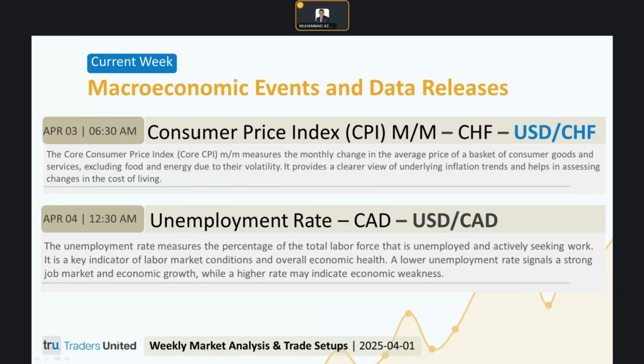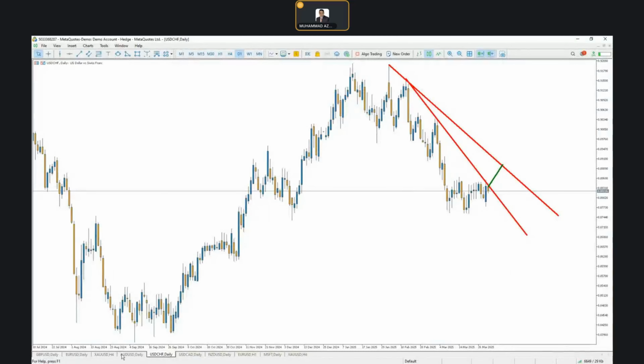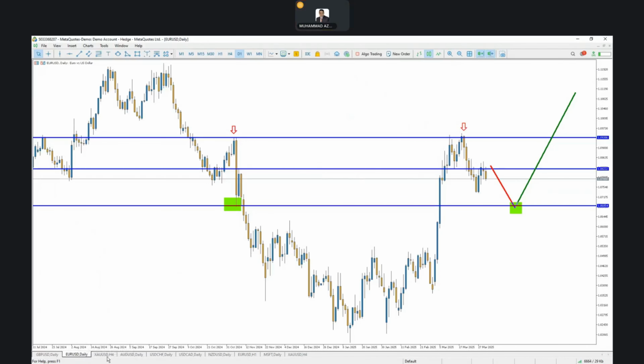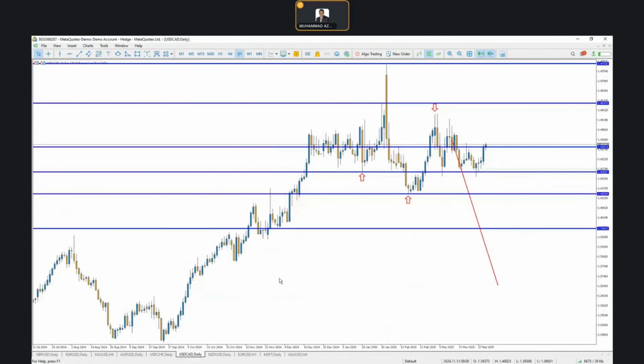So the possible market impact on USD CAD would be, if the unemployment rate is lower than expected, the 6.7%, a stronger labor market suggests economic resilience, reducing expectations for Bank of Canada rate cuts. So CAD may strengthen, leading to a drop in USD CAD. Now let me show you the chart of USD CAD as well. Let's take a look at USD CAD.